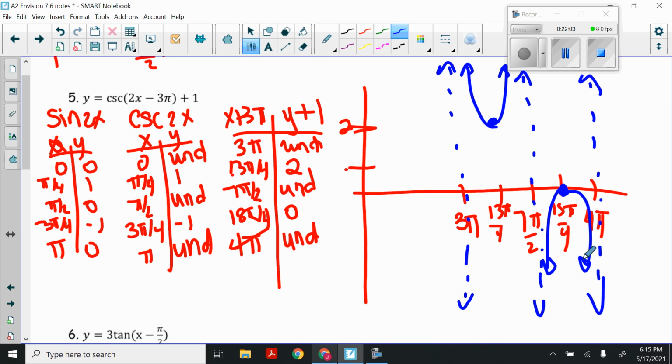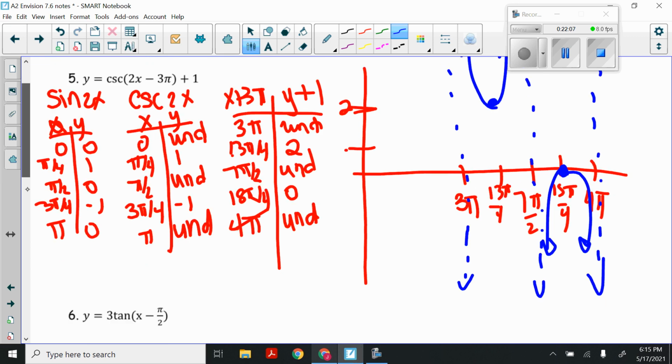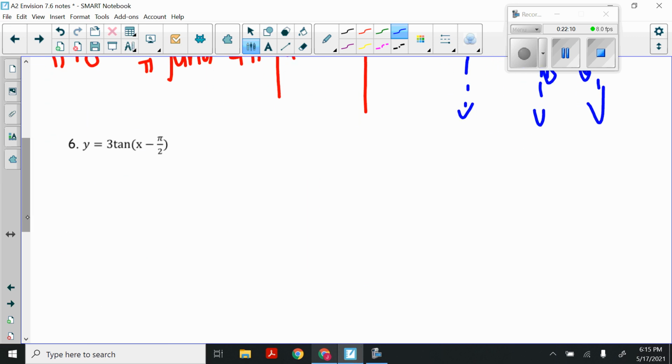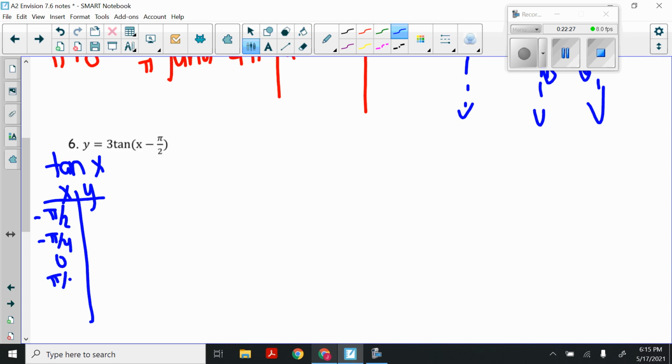Let's look at number 6. A tangent. I see that I don't have a b, so my period is still pi. If I make an xy table of my basic tangent, I know tangent starts at -pi over 2 with an asymptote. Then we go to -pi over 4, 0, pi over 4, and pi over 2. This is undefined. This is -1, 0, 1, and undefined.